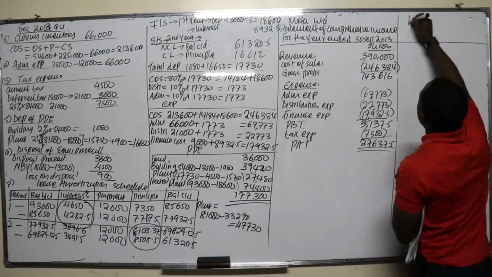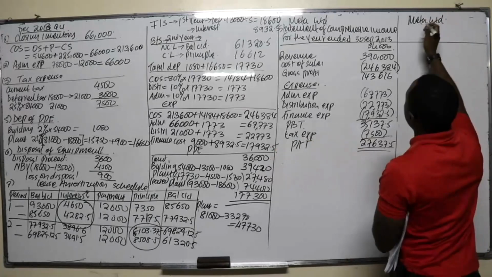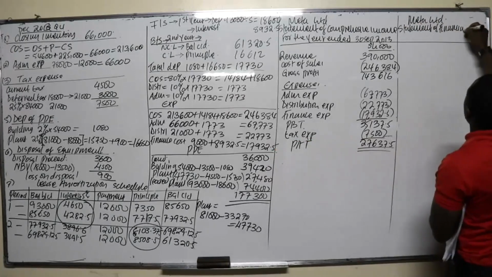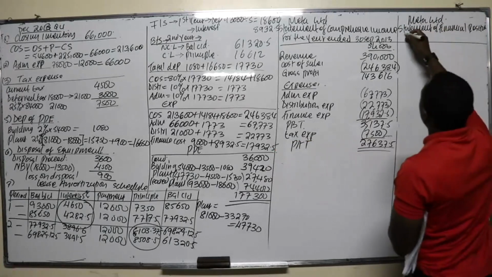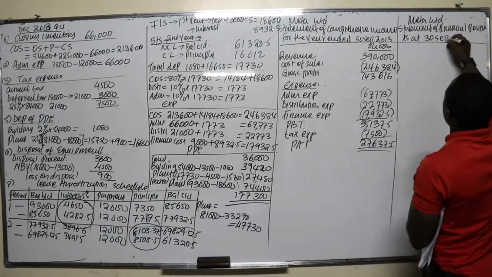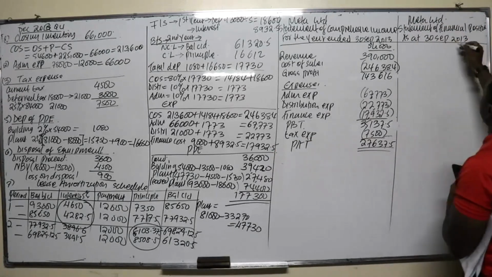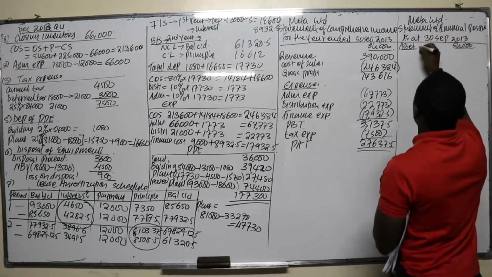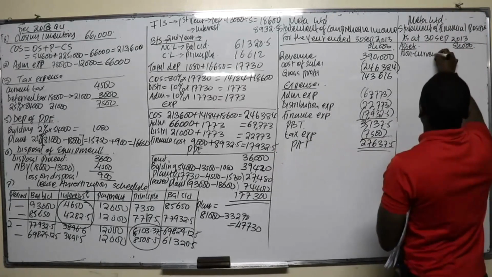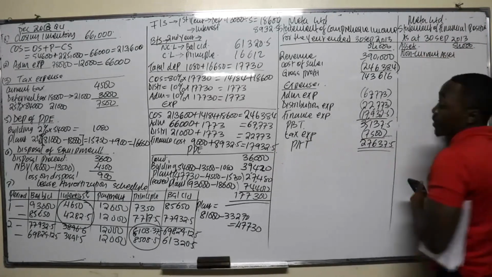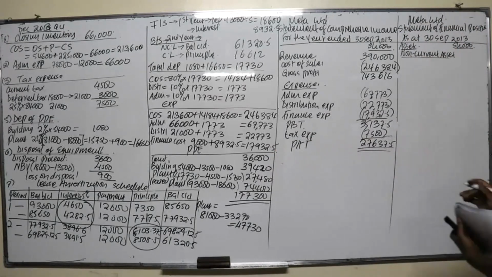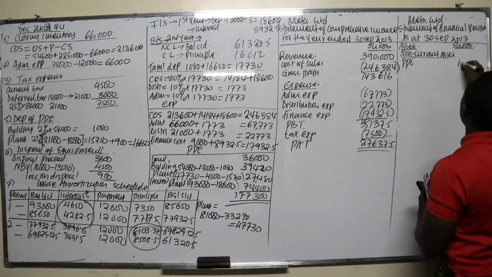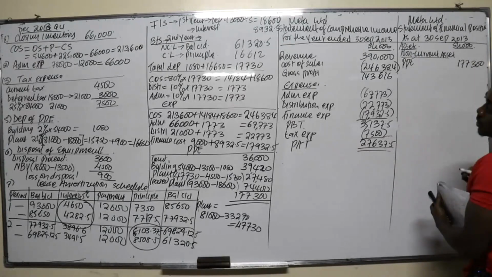So let's present the balance sheet. Meta Limited, statement of financial position as at 30th of September 2013. So we start with the assets. Non-current assets. What do we have to the non-current asset? We have an amount of 177,300. What else do we have?